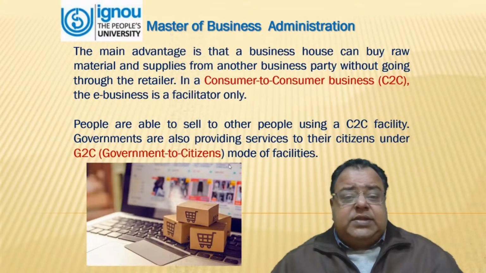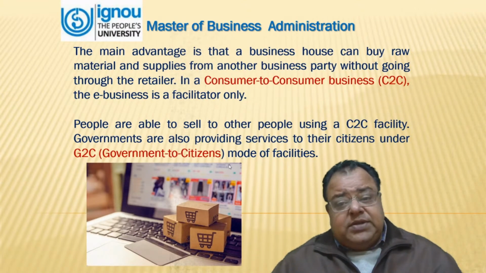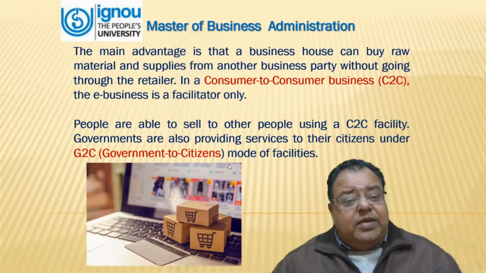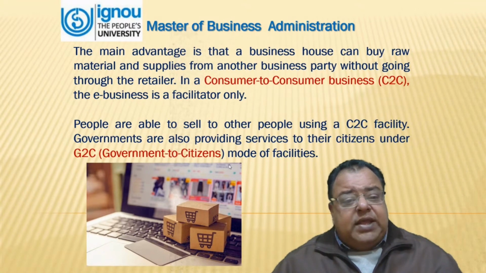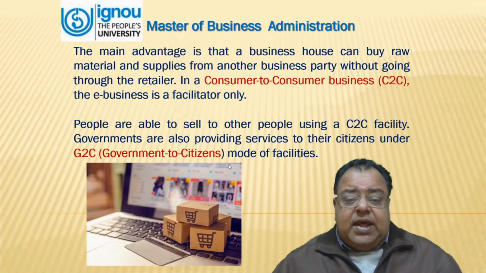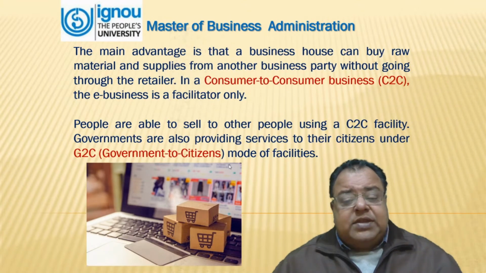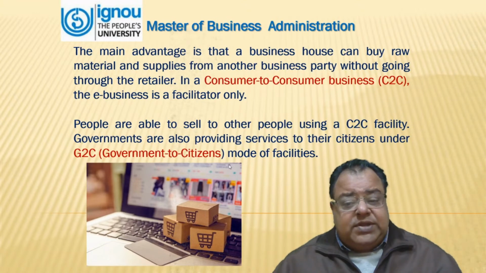B2B, that is business to business, involves transactions among businesses. The main advantage is that a business house can buy raw material and supplies from another business party without going through the retailer. In a consumer to consumer business, C2C, the e-business is a facilitator only. People are able to sell to other people using a C2C facility. Governments are also providing services to citizens using the government to citizen mode of facilities, that is G2C.